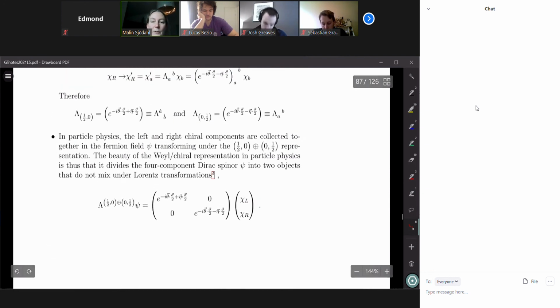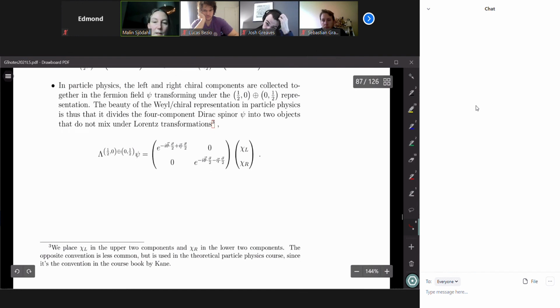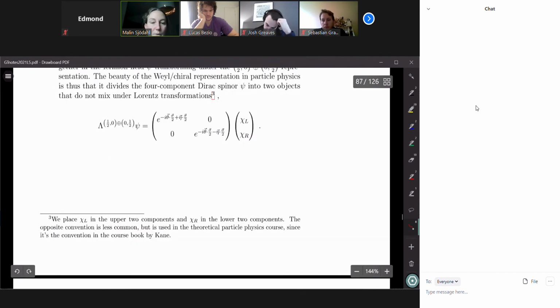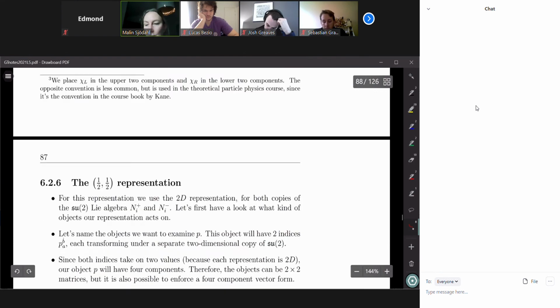Possibly I should remark that here, as opposed to in the particle physics course, I put the left guy upstairs and the right guy downstairs instead of vice versa. So this is the more common convention. Unfortunately, the course book in the particle physics course, Kane, has the opposite convention. So in that course, I'm following the book by Kane.